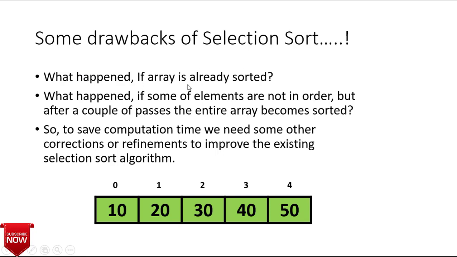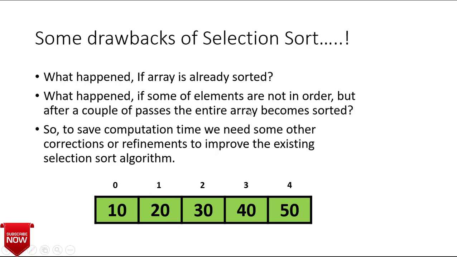What happens if the array is already sorted? If the array is already sorted, then the same process will be done, because we have to assign the current position, then find j, and without comparison we can't take a decision, because this is the minimum value, so we have to compare again. So we are doing comparison, and finally we are overwriting the same element at the same position. So we are doing the swapping also.